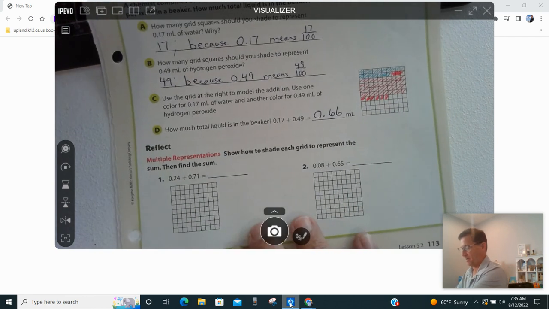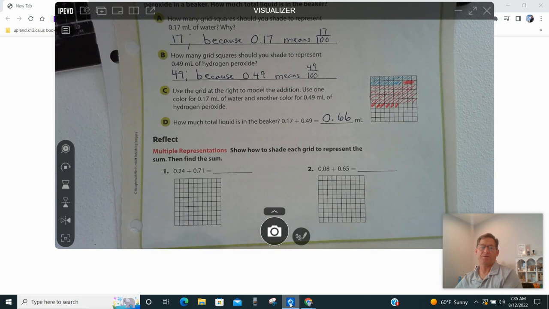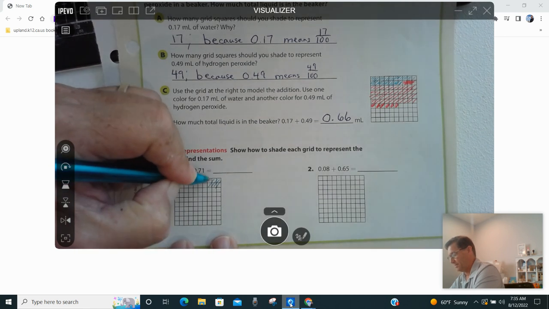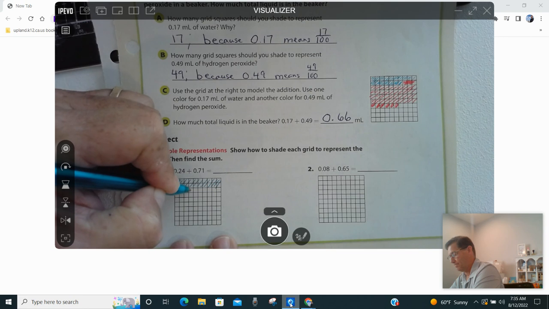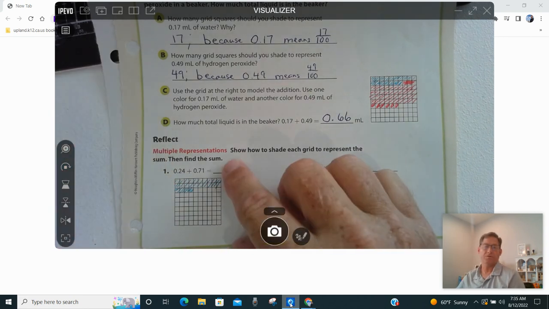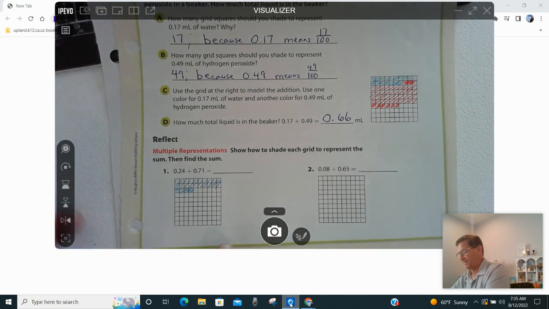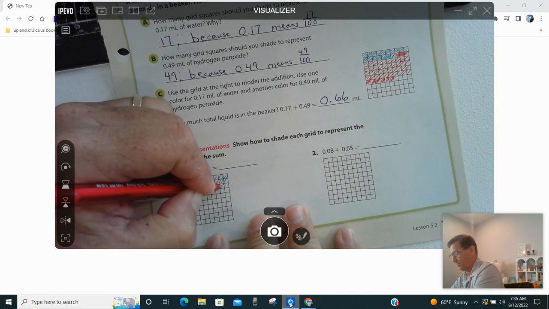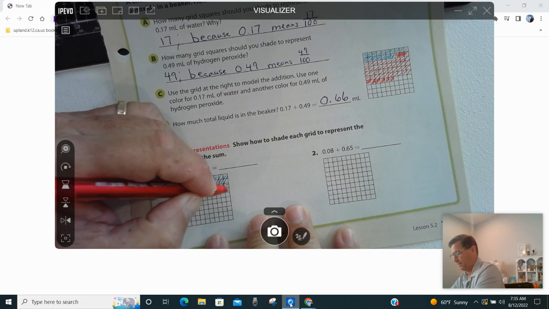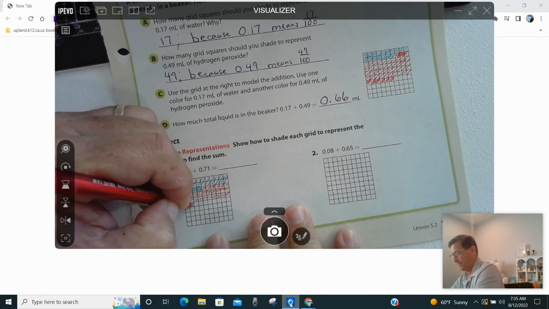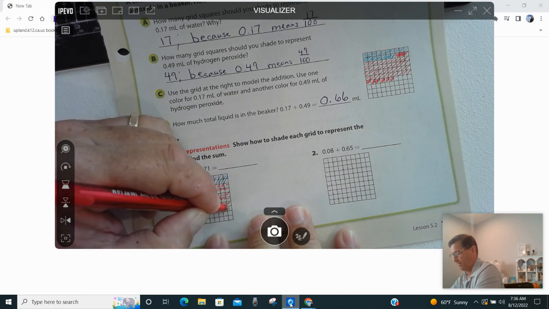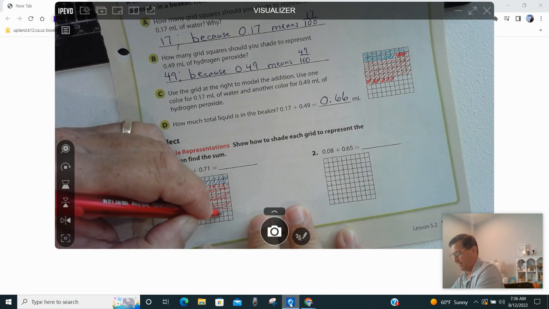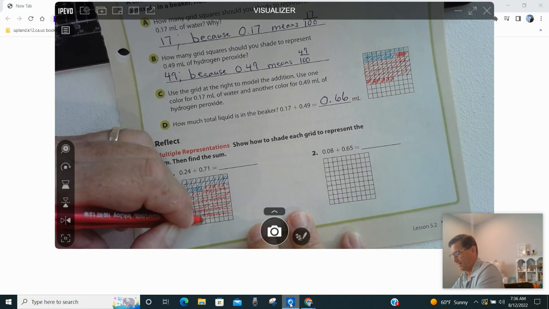All right. So show how to shade each grid to represent the sum, and then find the sum. So 24 hundredths. Okay, we know it's going to be 2 rows of 10 plus 4 extras, and 71 hundredths. Okay, so we know there's 6 left in this row. So 6, 16, 26, 36, 46, 56, 66, 67, 68, 69, 70, 71.